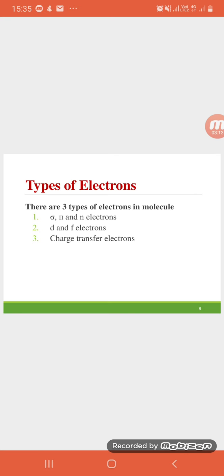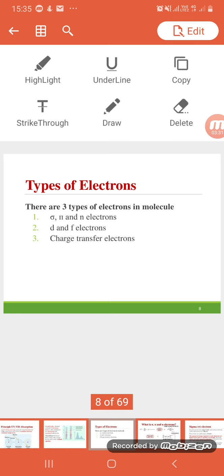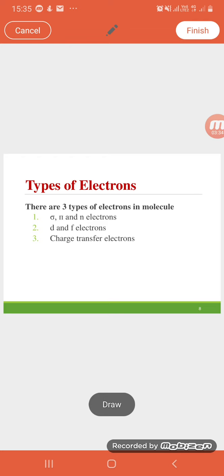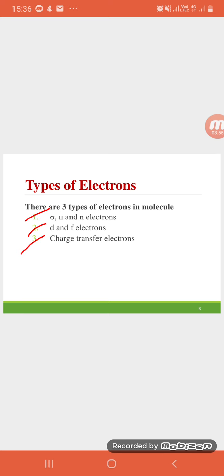In this transition there will be a few types of transition, and this will depend on the type of electrons. There are three types of electrons in a molecule, which include the sigma, pi, and n electron, and these will be found in the organic compound. The second one is d and f electron, which is found in the inorganic species. And the third one, charge transfer electron, will be found in charge transfer complex.